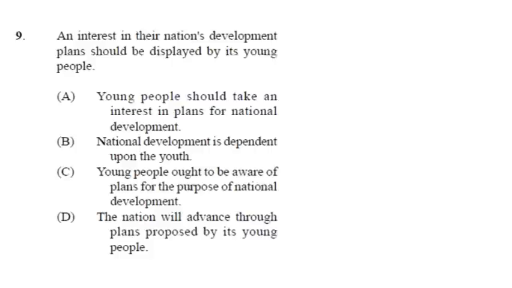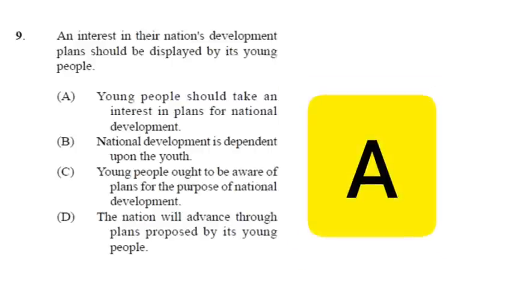B says, national development is dependent upon the youth. B is completely off. C says, young people ought to be aware of plans for the purpose of national development. This one is not correct either because it says young people ought to be aware. We are looking for a sentence that says that young people should have an interest. D says, the nation will advance through plans purposed by its young people. This one is far-fetched as well. The answer is A. Young people should take an interest in plans for national development.